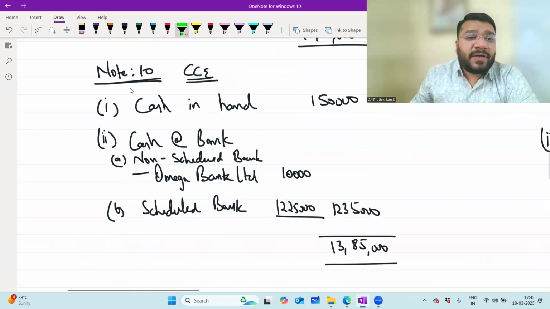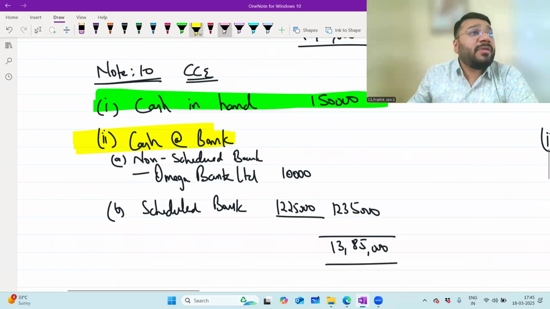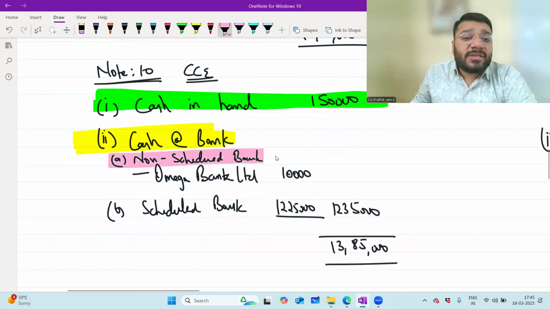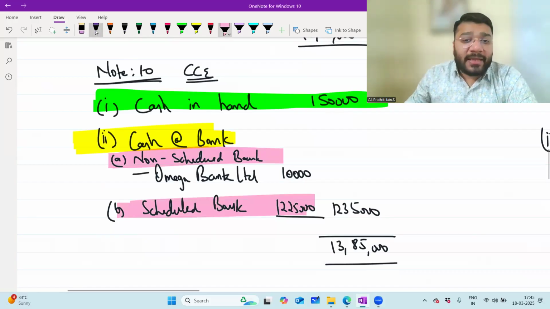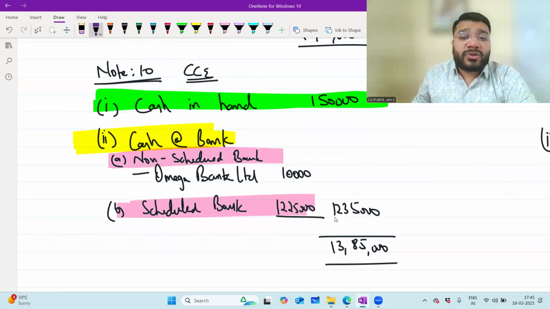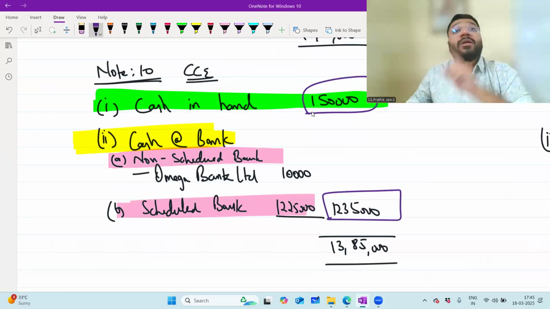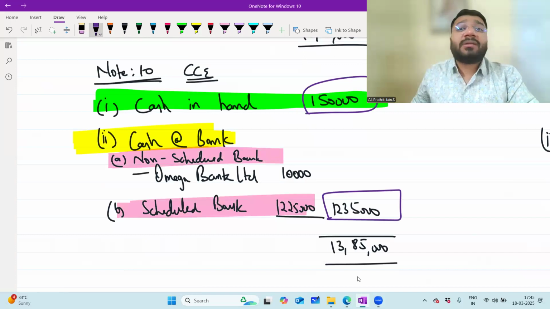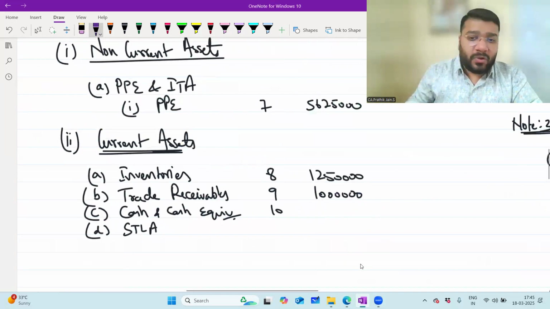So look at the details. First is cash in hand 1,50,000. Then we have cash at bank. In cash at bank, look at the way things are divided. First is non-scheduled bank, second is scheduled bank. Non-scheduled bank is 10,000. Scheduled bank is 12,25,000. Total is 12,35,000. Total money in hand is 1,50,000. So total cash and cash equivalent is 13,85,000. Do you have any doubts? No. Okay.